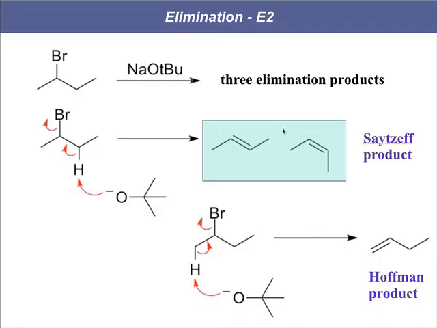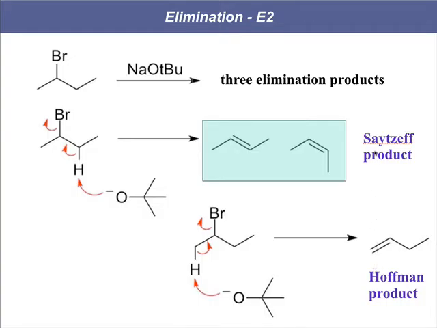Now, it was generally the case that the trans geometry, the E geometry, will be the most favored over the Z geometry. It's very close in most cases. E is slightly preferred over Z. There are more extreme cases where E can be very, very favored over Z, and there are even some weird cases where Z can be favored over E. But for the most part, E is very slightly favored over Z. But it's way more favored than the other option, which we call the Hofmann product.